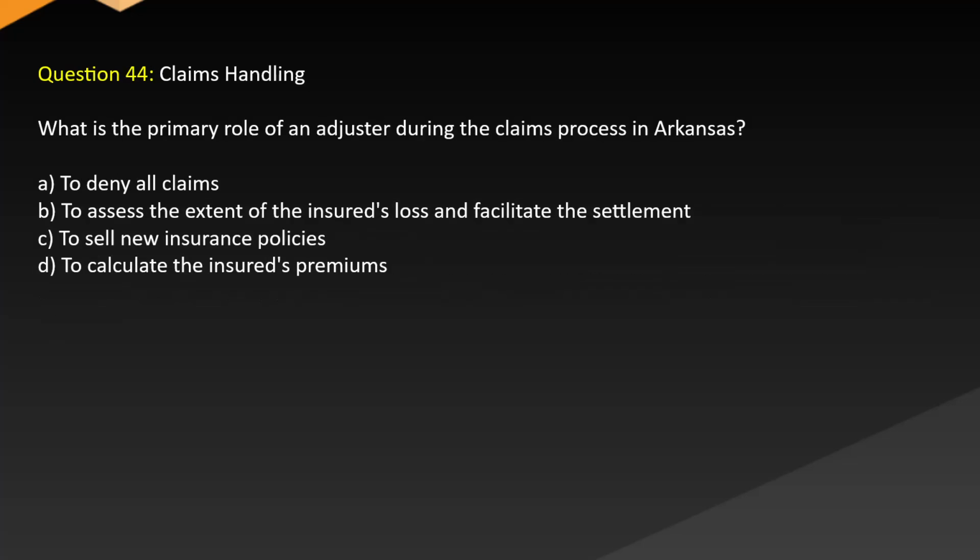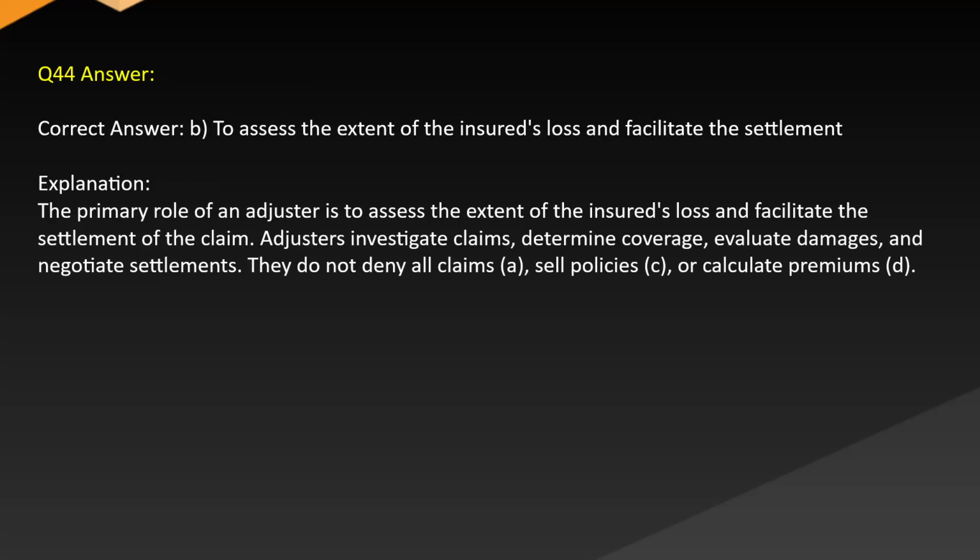Question 44. Claims handling. What is the primary role of an adjuster during the claims process in Arkansas? A. To deny all claims. B. To assess the extent of the insured's loss and facilitate the settlement. C. To sell new insurance policies. D. To calculate the insured's premiums. Correct answer: B. To assess the extent of the insured's loss and facilitate the settlement.